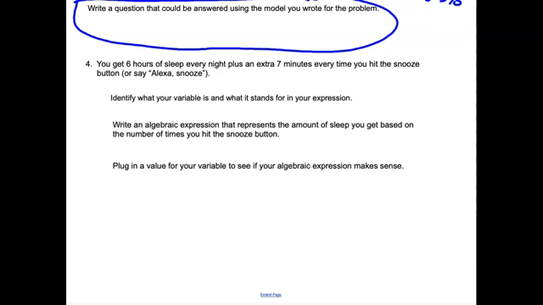Okay, and then here's one last problem. I want you just to go ahead and write down what you would put for each thing, what your variable is. See if you can come up with an expression and see if your expression makes sense to you. Okay, so either pause it here and try to do that, and then I will actually post an answer after that. Give it your best shot.